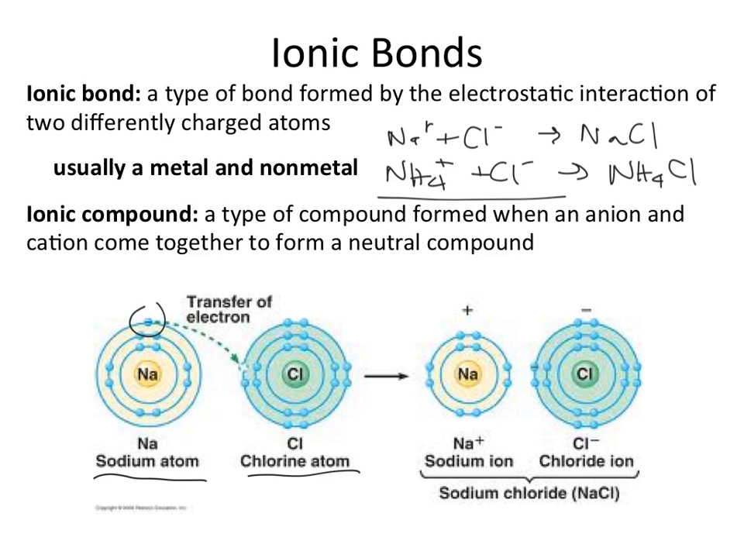In order for both of them to obtain the octet that will confer stability, the sodium is going to transfer an electron to the chlorine, and subsequently you form a sodium cation and a chloride anion. The positive and negative charges of these ions cause an electrostatic interaction, and the attraction between these two ions is what creates that ionic bond.